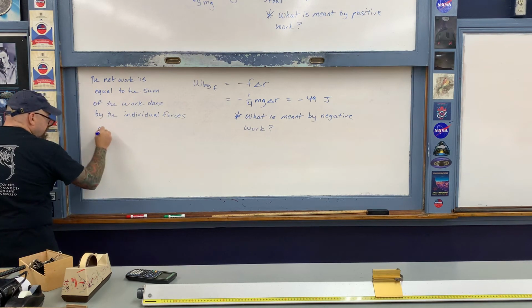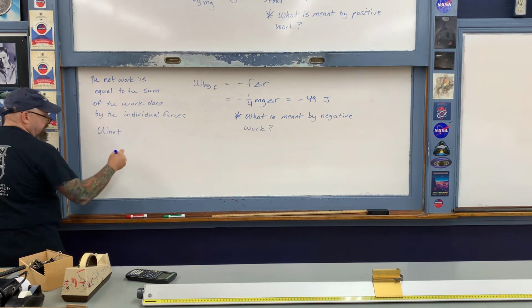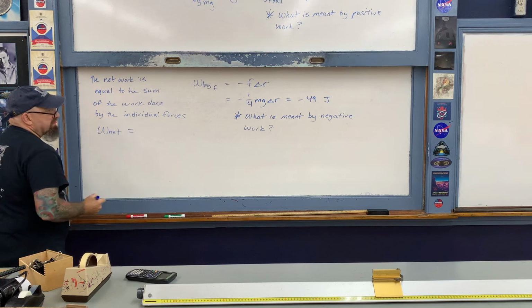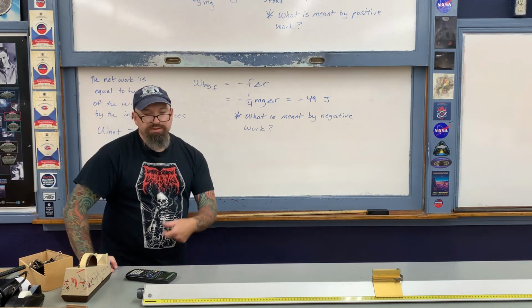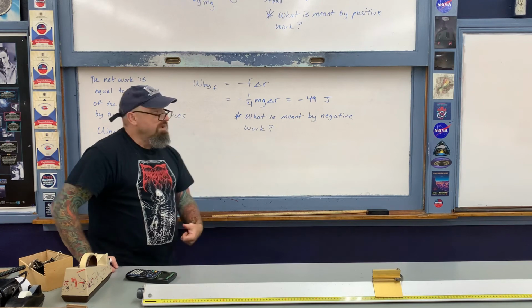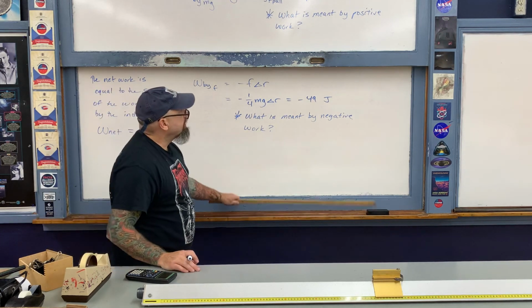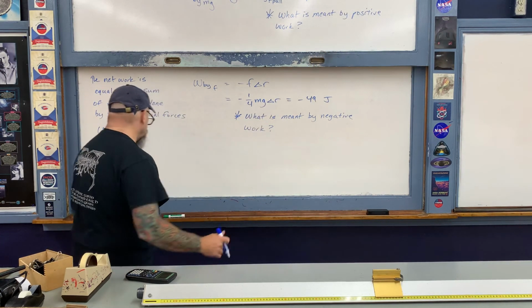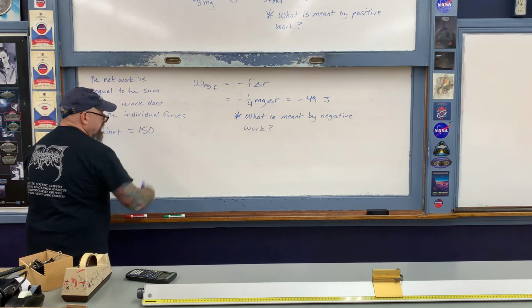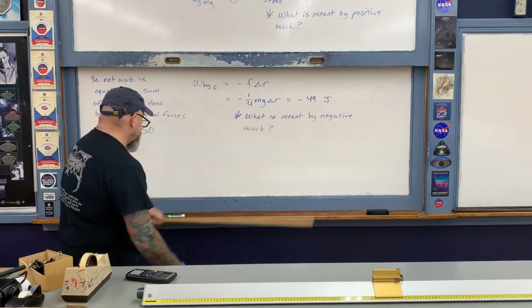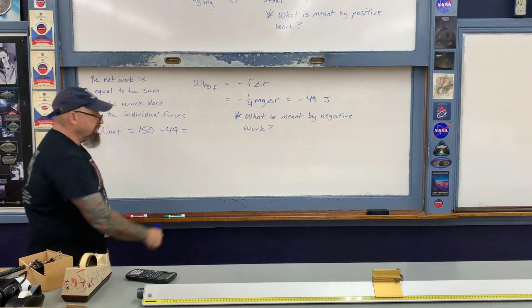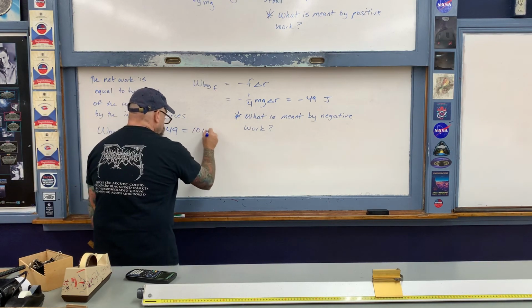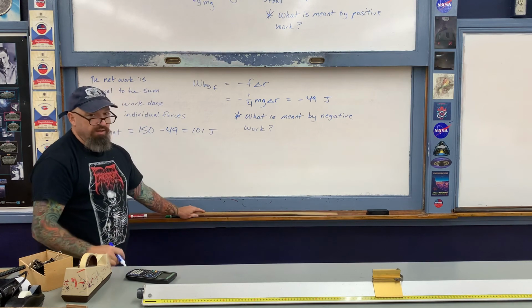So in order to calculate the net work, it's called W net, by the way, what we do is we add together the following. First of all, the work done by the normal force, which is 0, plus the work done by gravity, which was 0, plus the work done by F pull, which was 150 joules, plus the work done by friction, which was negative 49 joules. Add the numbers together here, and you end up with 101 joules, like so, for the net work done.